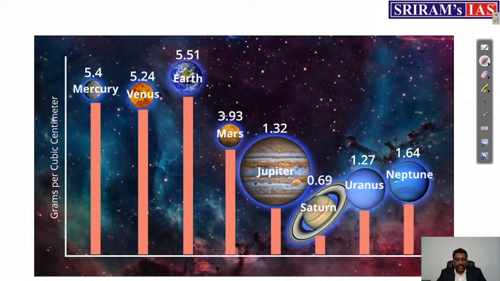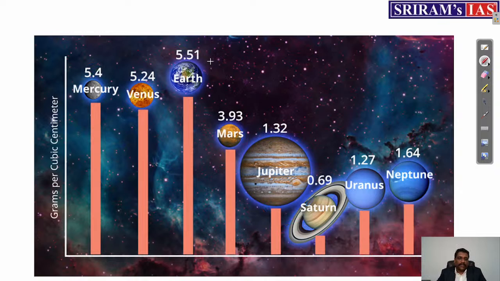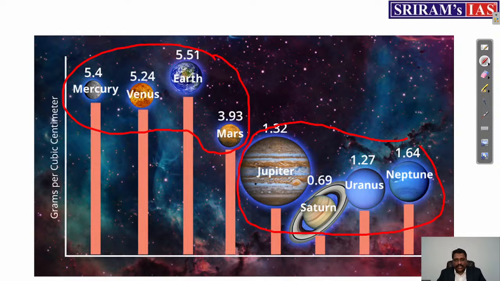When I talk about terrestrial and Jovian planets, terrestrial planets are closer to the sun. Jovian planets are far away from the sun. This is one difference between them. Terrestrial planets are small in size. Jovian planets are large in size. This is another difference between them. Now, what is very, very important, my dear friends? These terrestrial planets are generally denser, whereas Jovian planets are not. This is another difference. Okay.